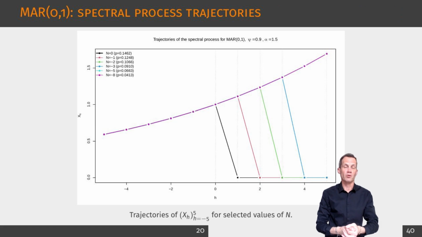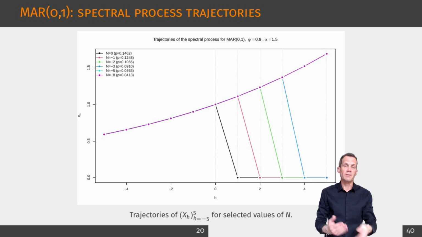This figure visualizes the previous description for psi equals 0.9 and tail index alpha equals 1.5. Each curve corresponds to a particular epicenter n, with its probability indicated in the legend. What you see is that for h smaller than 0, the trajectories coincide. The normalized path before the extreme date is pinned down by psi to the power -h, so the pre-peak buildup is deterministic. Differences appear only on the right side.